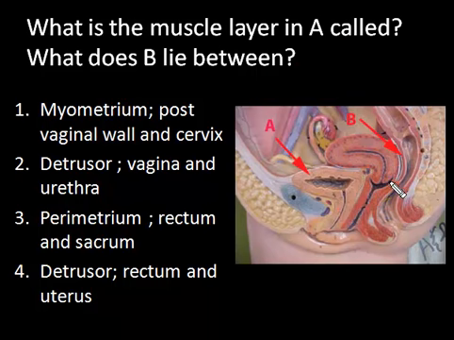If you look here, this is the posterior fornix, which is lying between this posterior vaginal wall here and the cervix here. So I'll put that in a different color. So you can see that this area here is the posterior fornix, which is lying between this posterior vaginal wall and the cervix here. But the arrow is not pointing to that.